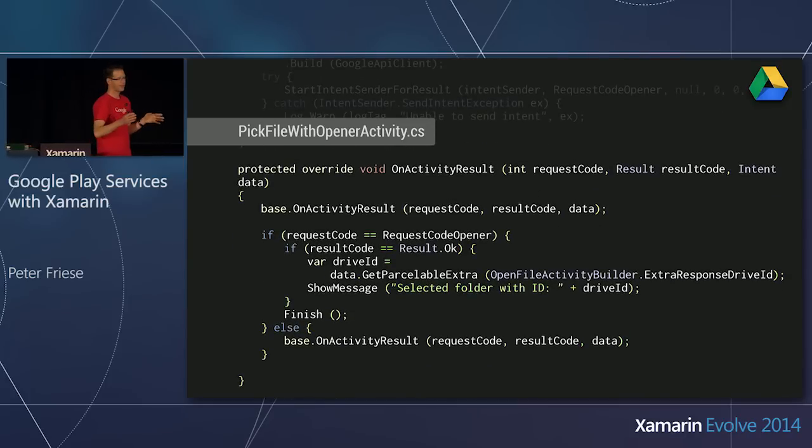When the user has picked a file and has confirmed the dialog, you will be called back in onActivityResult, and you can have a look at the request code, if it's actually a request code that is being sent because you asked the system to do something, and then you have a look at the result code, and if it's OK, then the user has chosen a file or a folder. Then you get the parcelable extra from the data field, and you can get access to the ID of the file that the user actually chose. So it's in the Drive ID field that you read from the parcelable data.